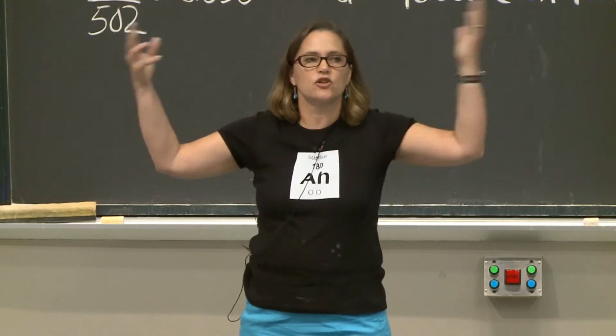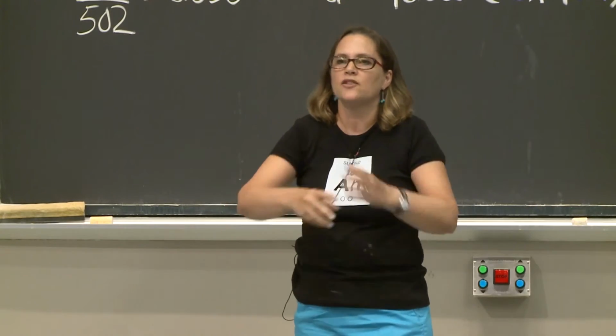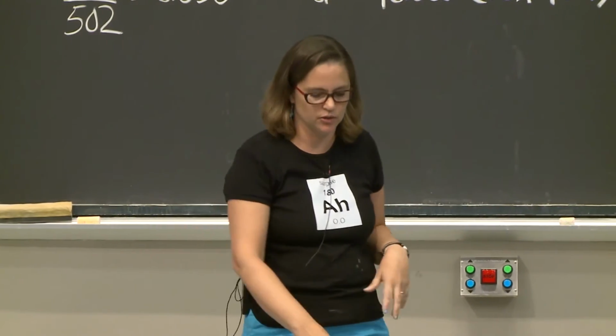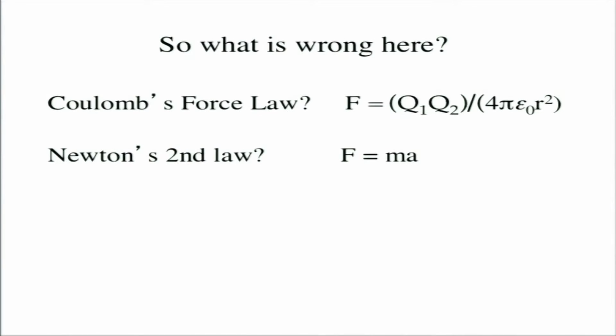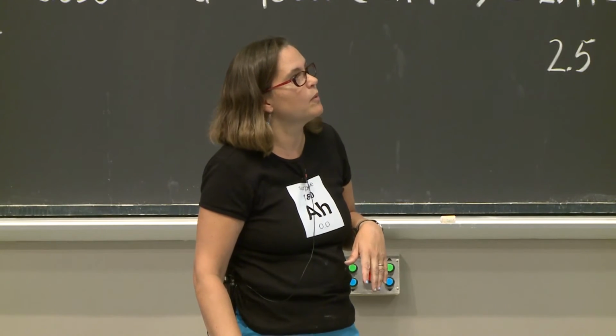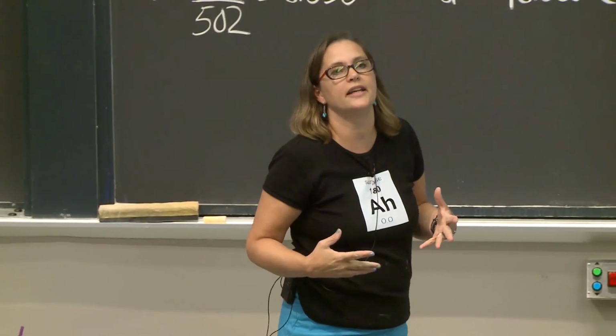So we discovered the electron, discovered the nucleus, but now we have a new problem. We don't understand why the electron isn't plummeting into the nucleus. So what's the problem here? Is the problem Coulomb's force or Newton's second law? And it turns out, as most of you are probably aware, that classical mechanics doesn't work when you consider things on this size scale. So we need a new way to describe what's going on here.